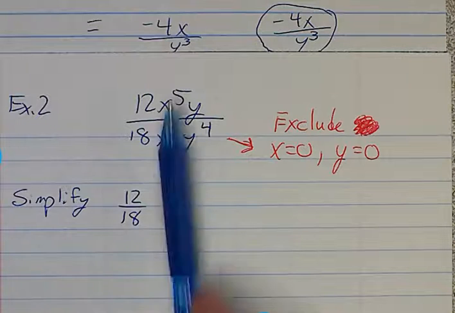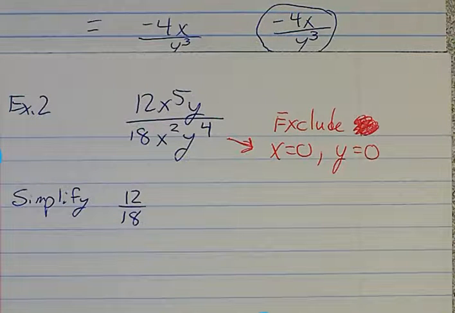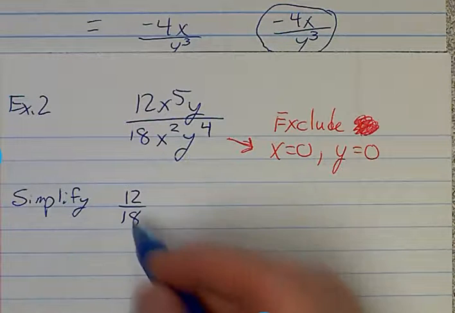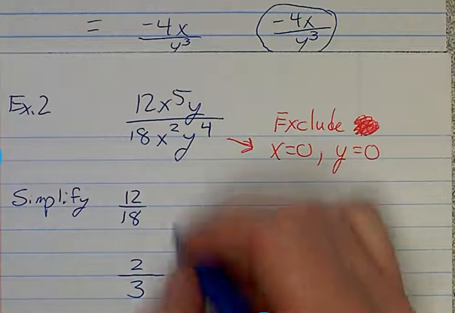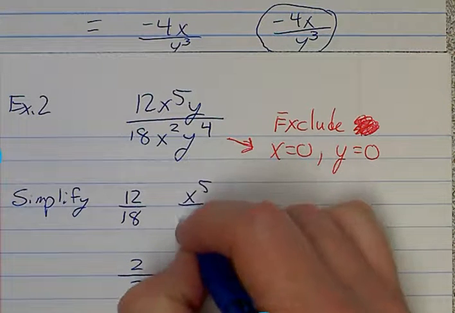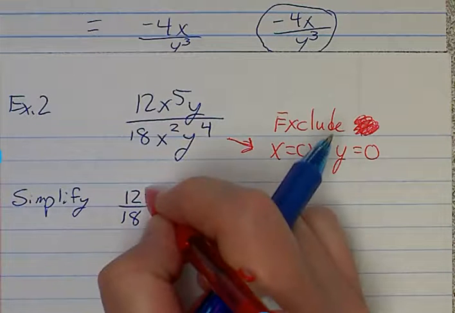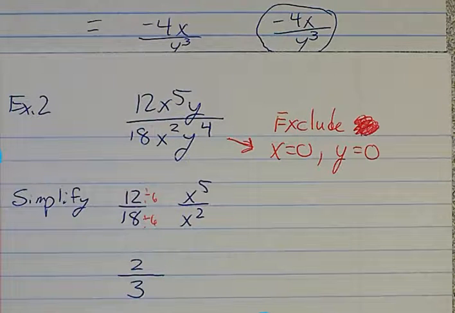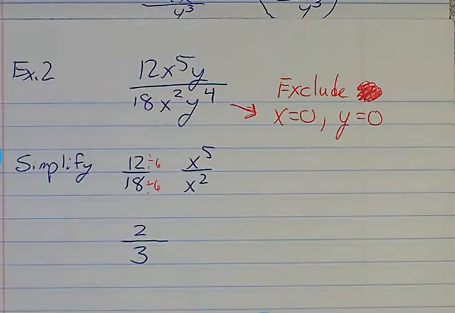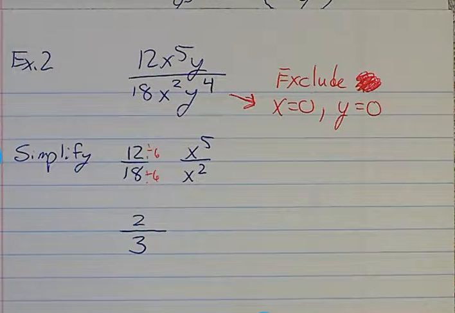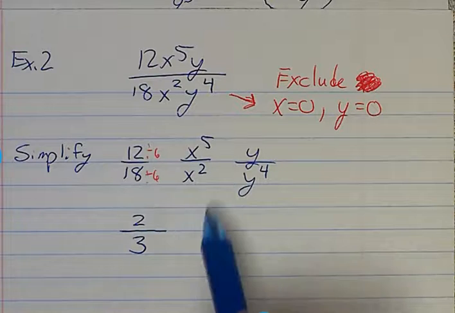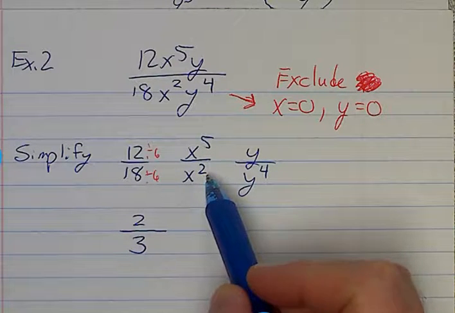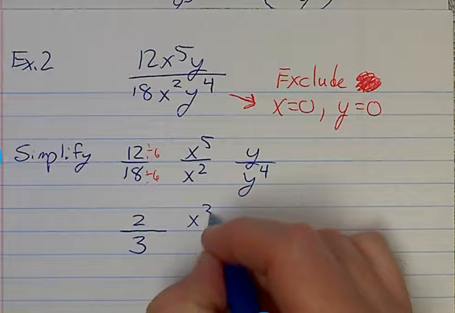We'll take just the numbers. We're going to do 12 divided by 18. You can divide them by 2. You can divide them by 3. But if you go all the way out, you can divide them by 6. If you divide these by 6, that'll make that 2 over 3. Okay, for the x's, just subtract the exponents. 5 minus 2 is 3. And again, the bigger power is in the top, so your leftovers would have to be in the top.